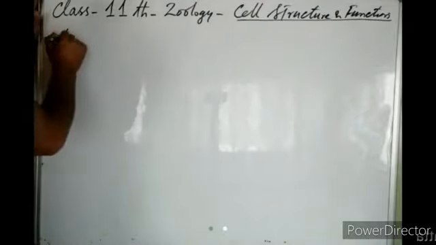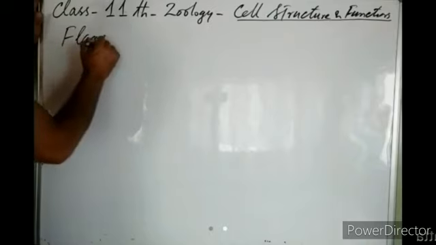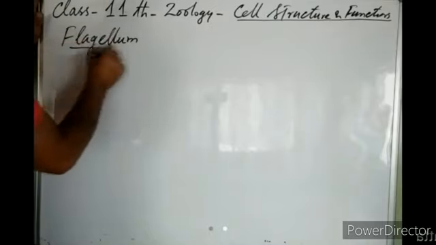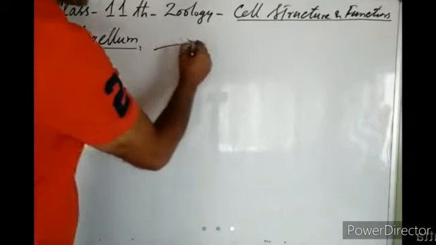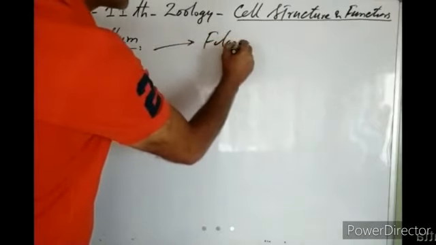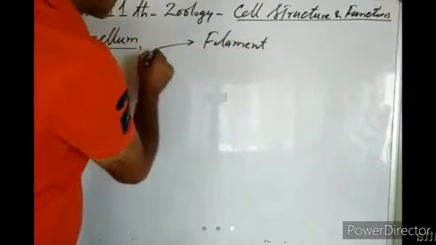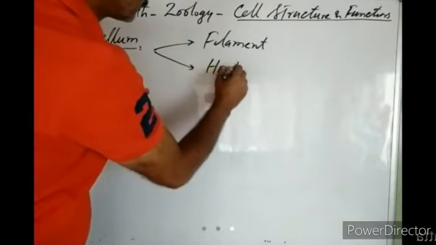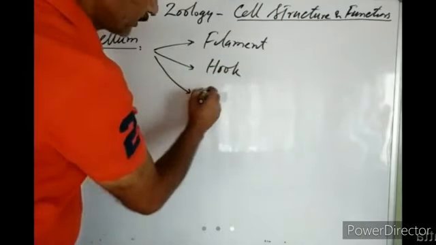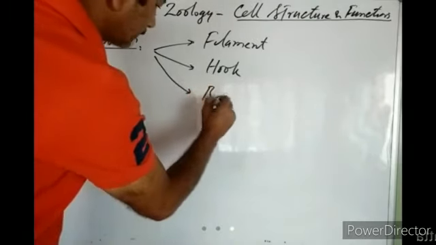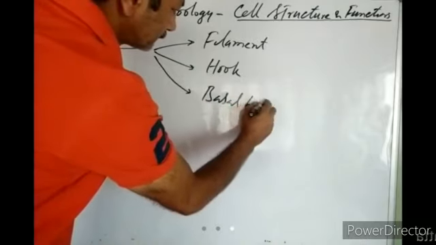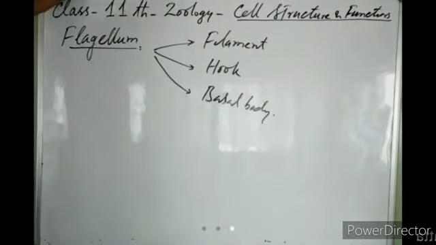Now today we are going to look at the structure of the flagellum of a prokaryotic cell. The flagellum of a prokaryotic cell is formed of three parts. It is formed of a filament, a hook, and a basal body.